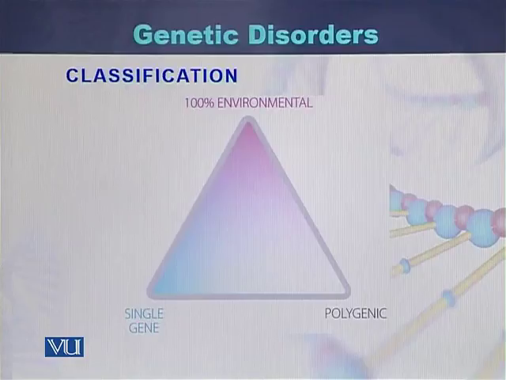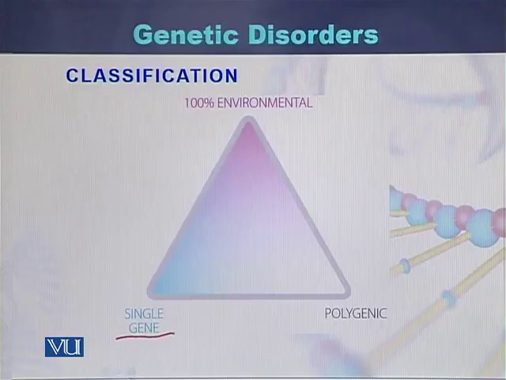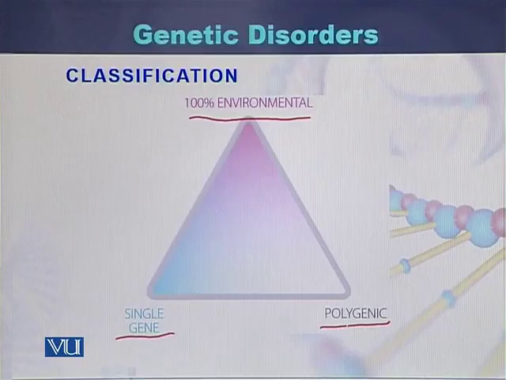If we see the classification of the genetic disorders, they can be classified into three forms: those disorders which are single gene based, those which are polygenic, and those diseases which are purely 100% environmental. Single gene disorders are those diseases which are caused due to a mutation in a single gene, while polygenic diseases are due to the effect of two genes or more than two genes.